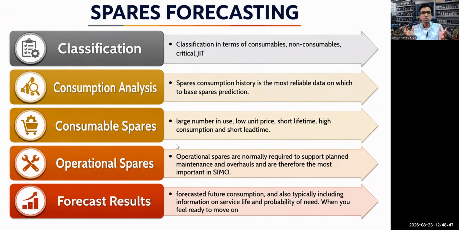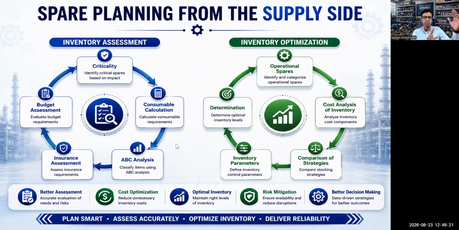And after that, you identify the consumable spares and operational spares. The consumable spares are those which are large in use. They have a low unit price, short lifetime, high consumption, and short lead time. Meanwhile, the operational spares are normally required to support plant maintenance and overhaul, and are a very important part of your maintenance management or maintenance strategy. After that, you forecast future consumption, typically including information on service life and probability of the need. Now, this spare management was from the demand planning side.